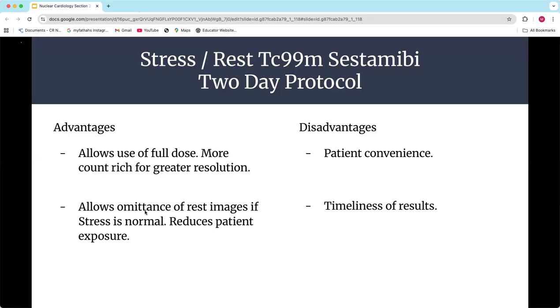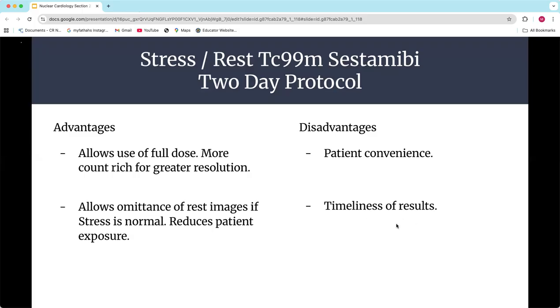And then, of course, we can reduce patient exposure, right? If everything's good, then we can move on. Obviously, the disadvantages here are it's not very convenient for your patient. It's actually not convenient for your department as well to have to schedule patients 2 days in a row and things like that. And then timeliness of results can be an issue.